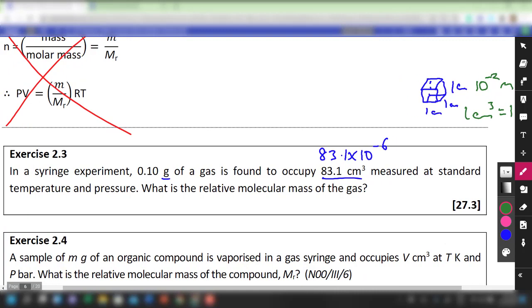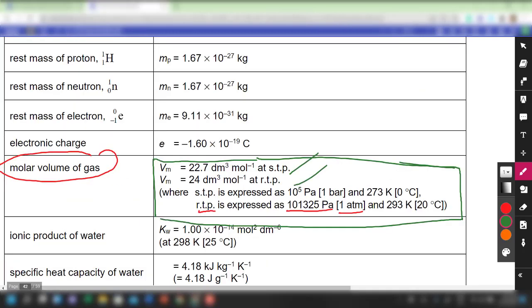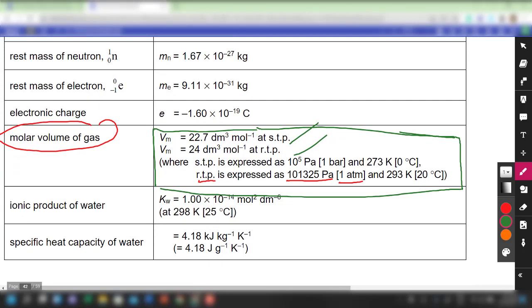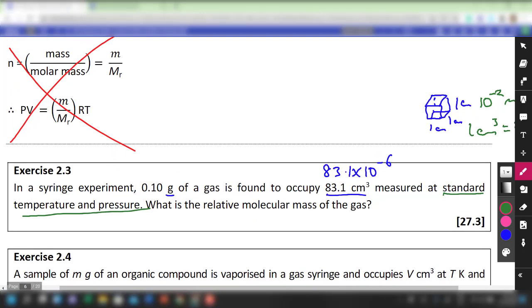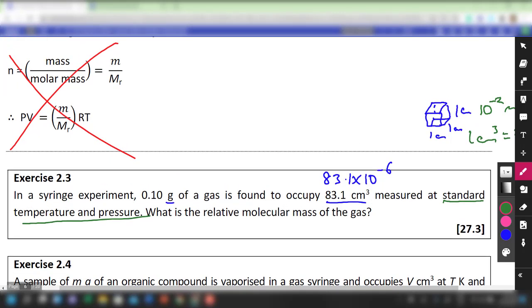Over here you are told STP, standard temperature and pressure. You should know the values. In case you forget, just go back to your data booklets. These are the values given: STP is 10 to the power of 5 Pascal, 273 Kelvin. So next, let's try to perform some calculation.